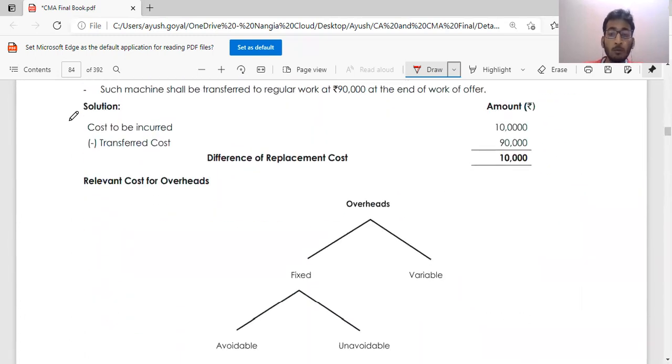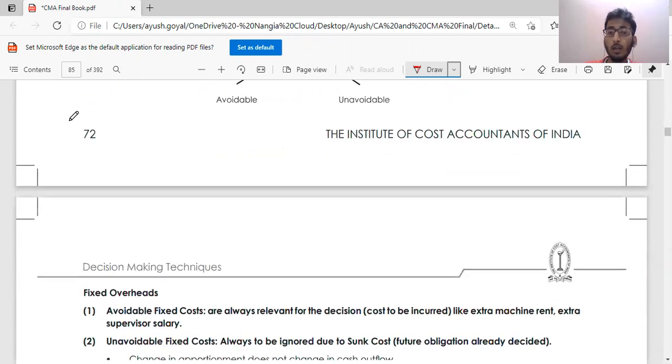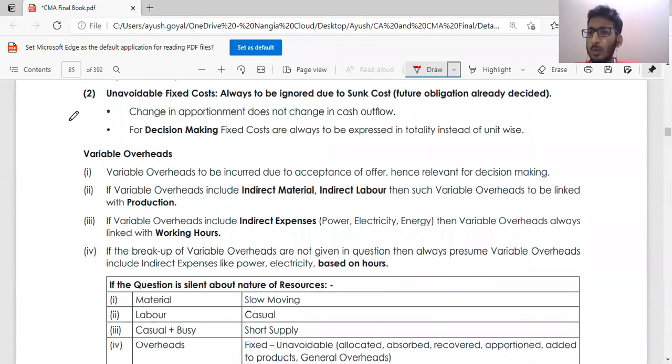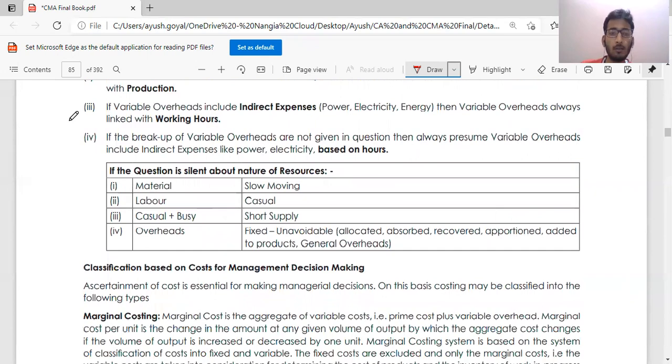Now, what would be the relevant cost for fixed overhead and variable overhead? In fixed overhead, if you are purchasing it specifically for the project and you need to sell it just after completion of the project, that would be relevant. And irrelevant is the sunk cost. Suppose the machinery is already there, so depreciation of that machinery would be sunk cost or irrelevant cost. Variable cost would be the same as labor cost. If you are incurring it specifically for the project, that would be relevant. If you are not incurring it specifically for the project, that would be irrelevant cost.